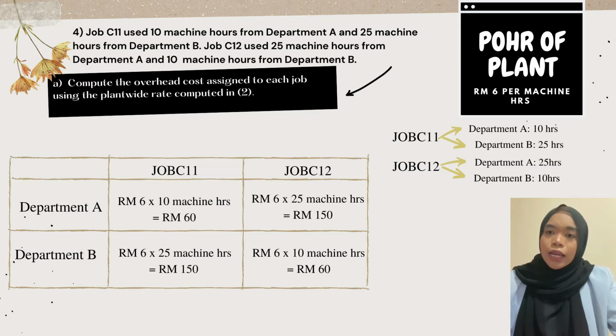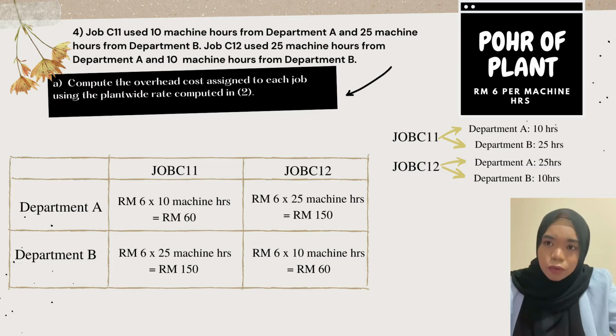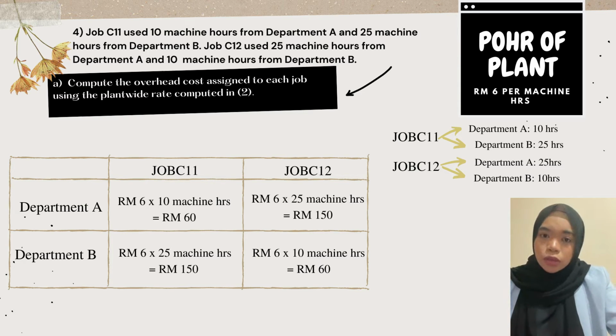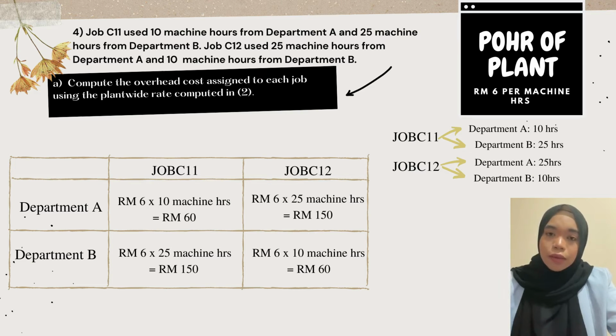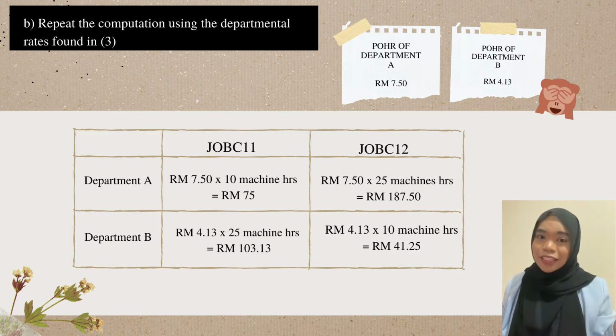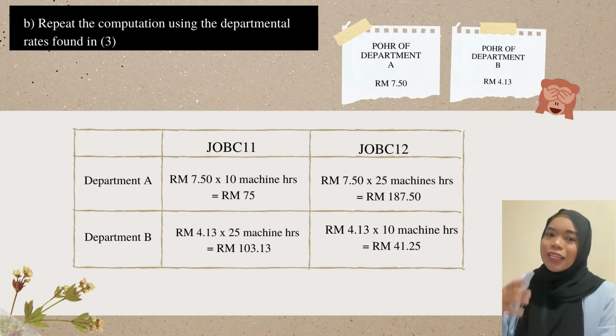We use the same formula for Department B and for each job. For job C11 we get RM150, and for job C12 we get RM60. So we have already finished part A, and now we are going to part B.